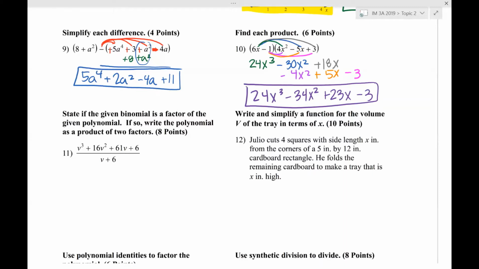Problem 11 is asking us to state if the given binomial is a factor of the given polynomial, and if so, we want to write it as a product of the 2 factors. And so what we're looking for is, does it go in evenly? Does the remainder equal 0 if I divide these?